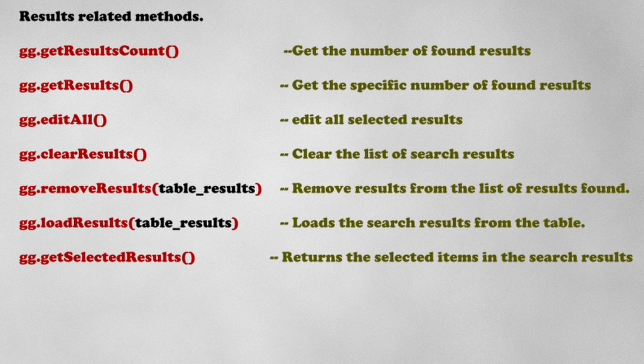Now let's learn about another topic: results-related methods. gg.getResultsCount gets the number of found results. gg.getResults gets the specific number of found results. gg.editAll edits all selected results. gg.clearResults clears the list of search results. gg.removeResults, table_results, removes results from the list of results found. gg.loadResults, table_results, loads the search results from the table. gg.getSelectedResults returns the selected items in the search results.